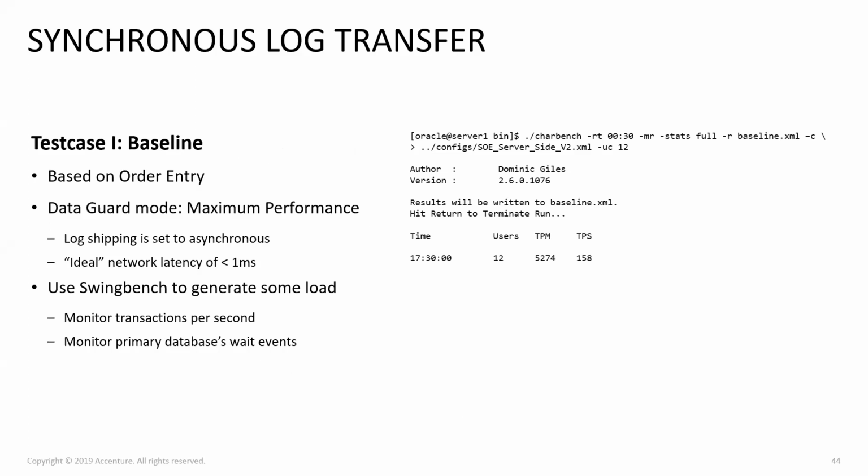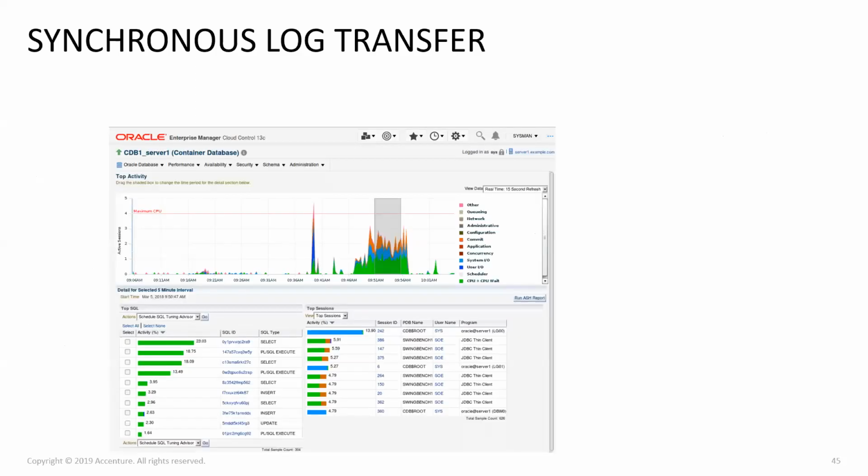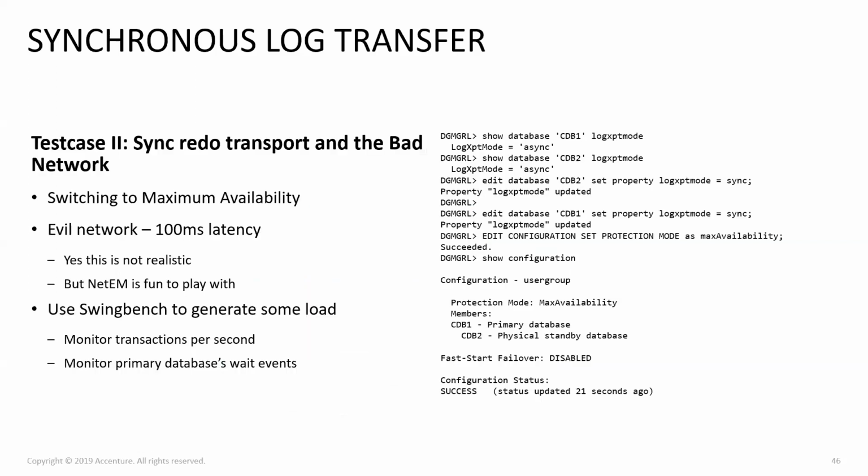So I did run the SOE order entry for 30 minutes, and that's what you can see on the right-hand side. This is the ideal network. This is my baseline. And so what can you see? You can see on OEM's performance pages that performance at that point in time is actually acceptable. So I wouldn't really complain too much about it. This is what it probably would look like without DataGuard as well. So okay, that looks good.